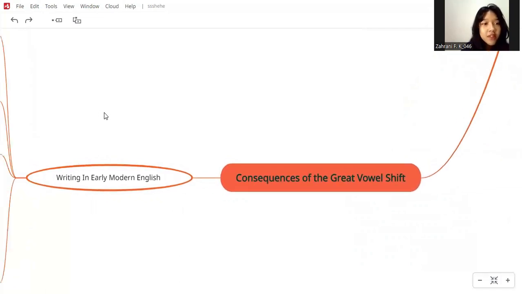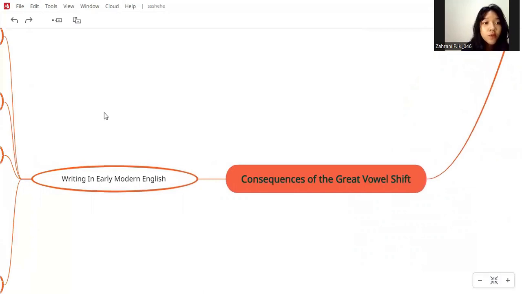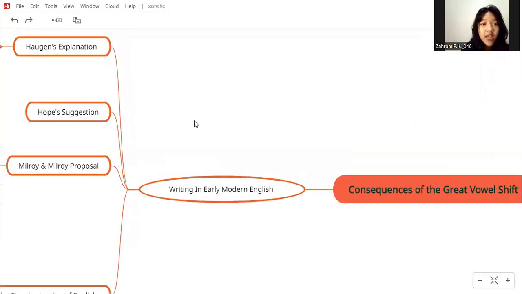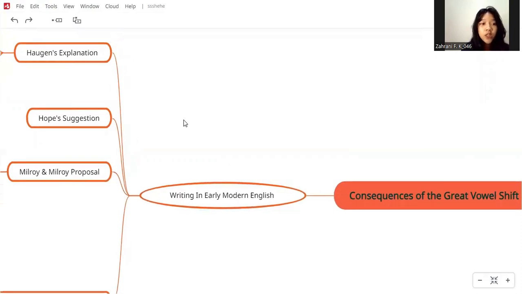A consequence of this was that the spellings that emerged were a result of the pronunciation of words before the great vowel shift was complete. This begins to explain why there appears to be no logical connection between the way that a word is spelled and the way that it is pronounced.